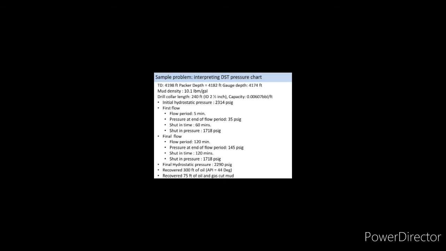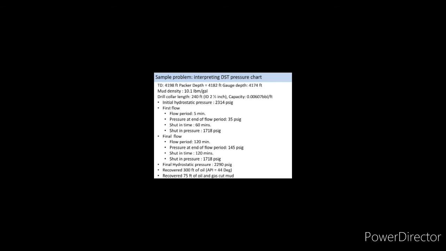As you can see, suppose our packer depth is 4182 feet, gauge depth is 4174 feet, mud density 10.1 pounds per gallon. Now all the parameters are given. Initial hydrostatic pressure, these all parameters are obtained from the DST chart.